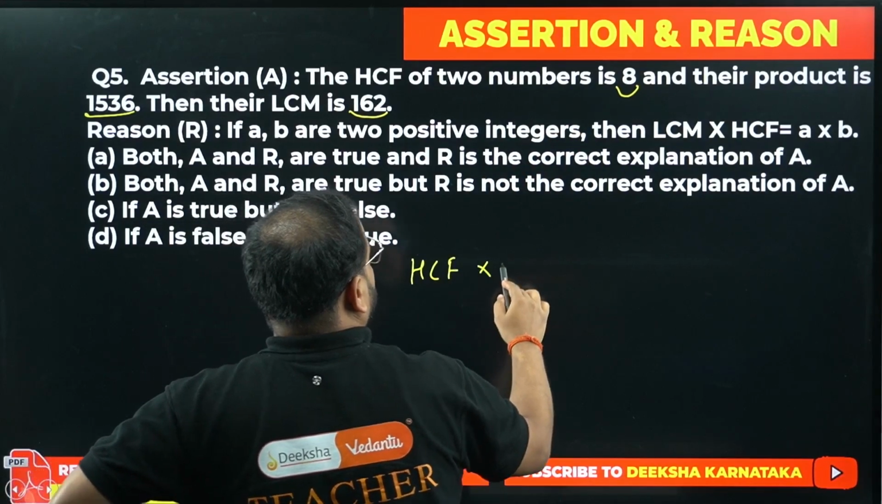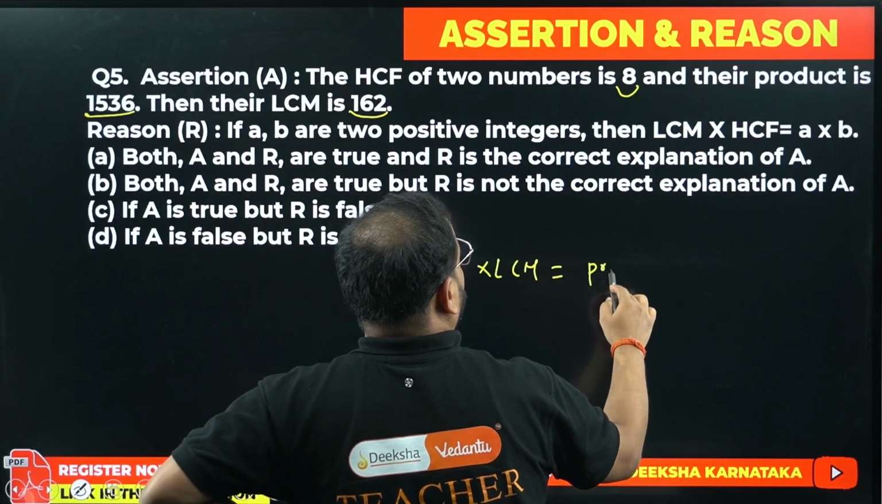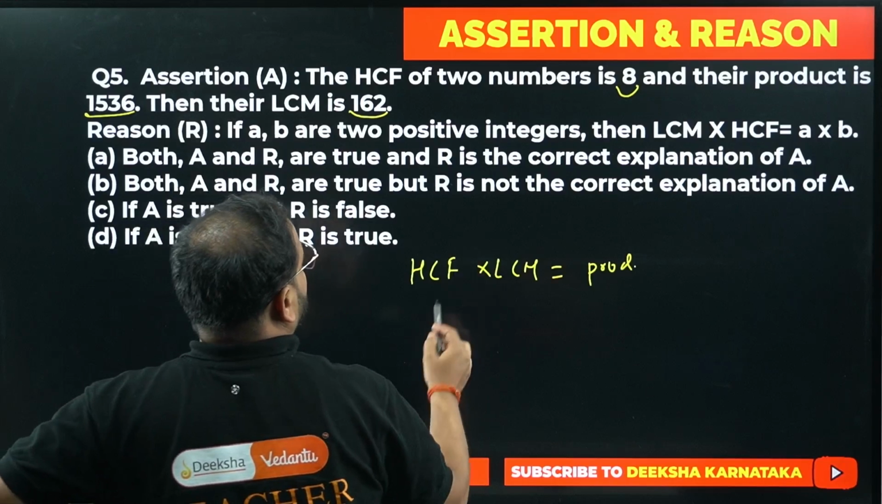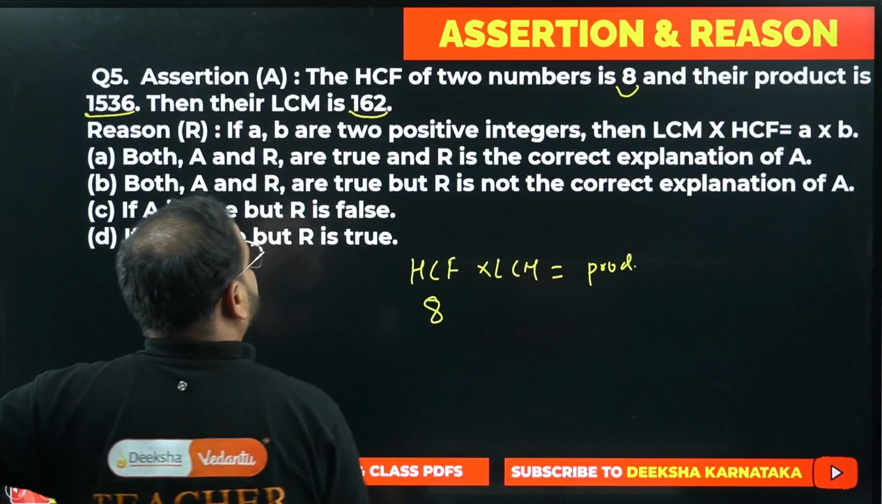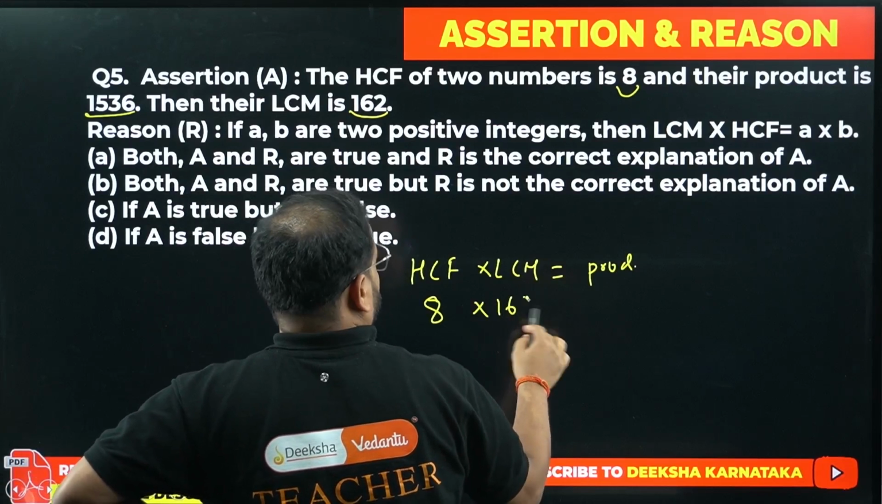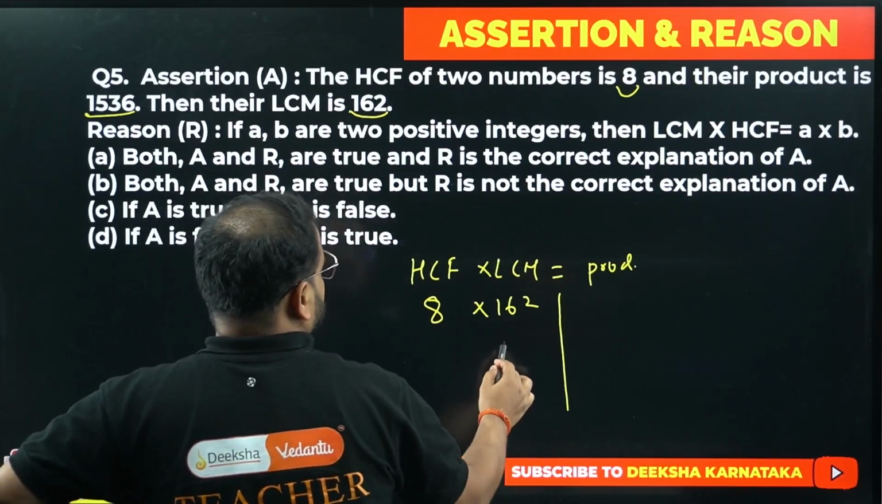HCF times LCM. If I multiply, I should end with what? The product of the two numbers. So I'm going to do what? HCF is given as 8, LCM is given as 162. Do the multiplication over here only. See how much you're going to get. You're going to get 8 times 162, so that's correct.